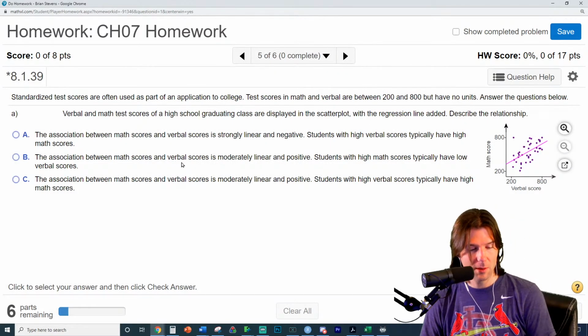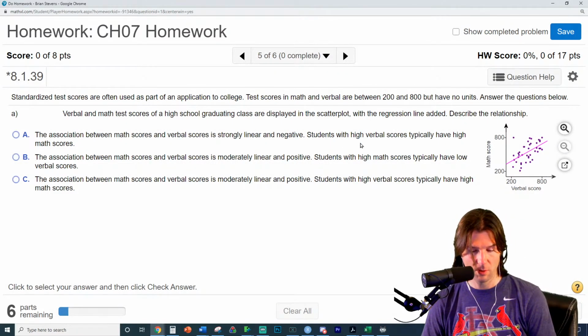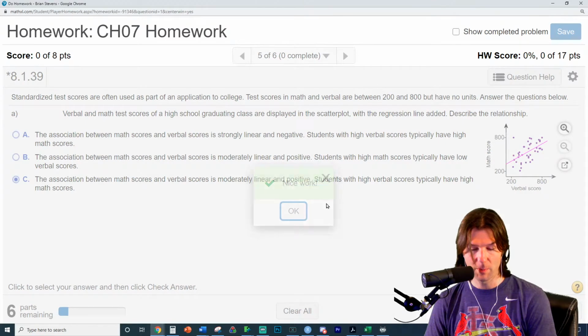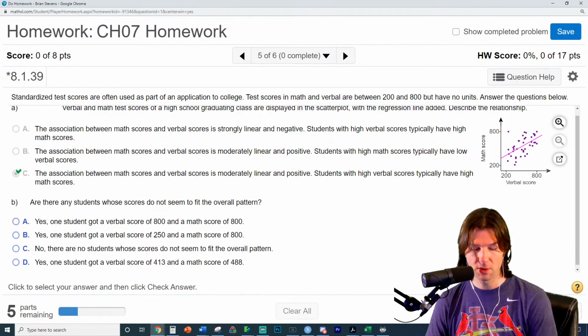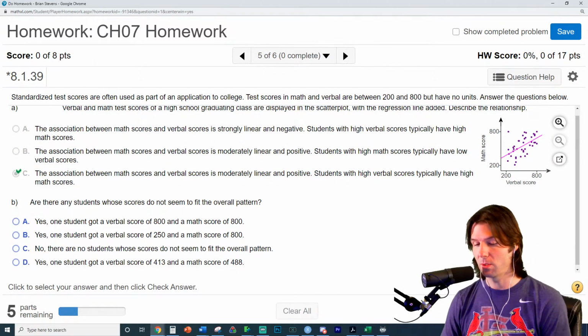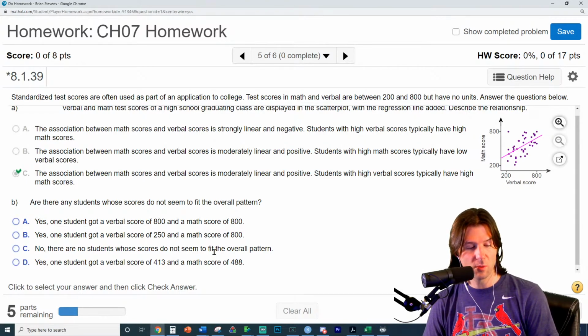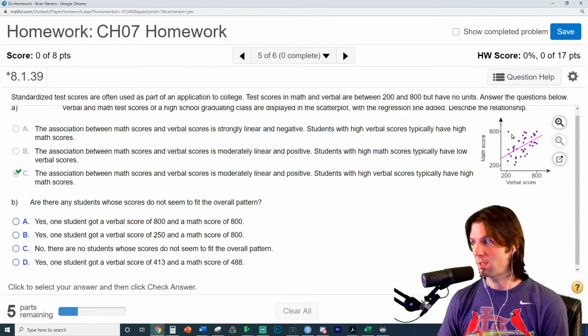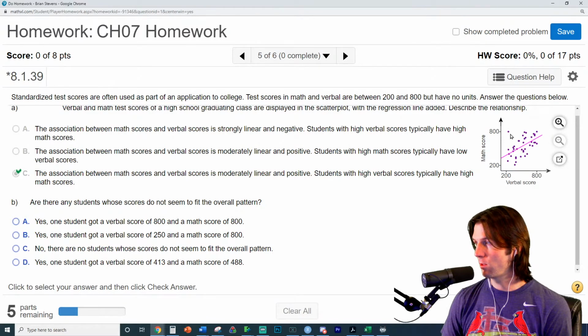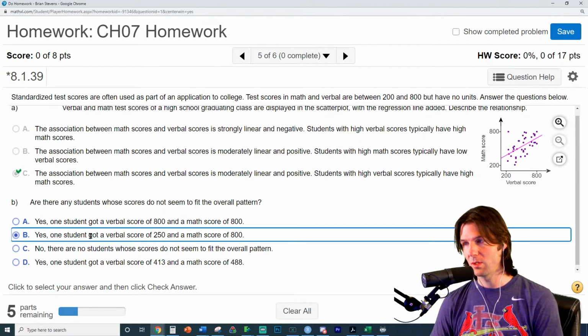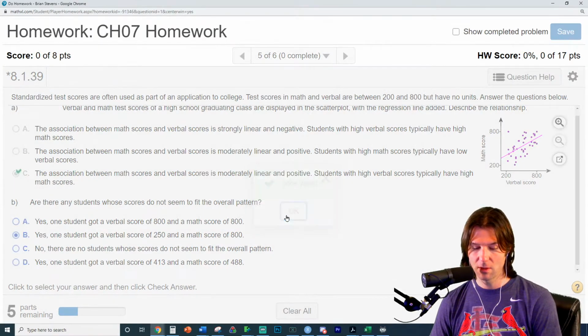So what would we say right here? Well, it's positive, so that's true. And the people with higher math scores generally have higher verbal scores. So there we go, because it's a positive relationship. So if one goes up, the other generally goes up. Doesn't have to, but generally speaking. Are the students whose scores do not fit the pattern? Boom, right there. That's a person with a verbal score of 250 or so and a math score. So we just see the 250, and that is the answer.